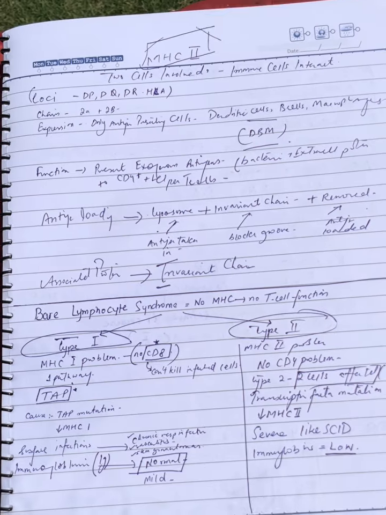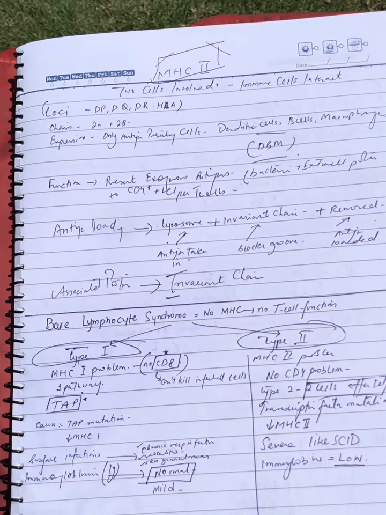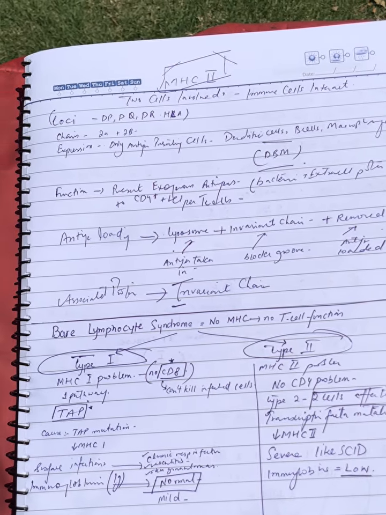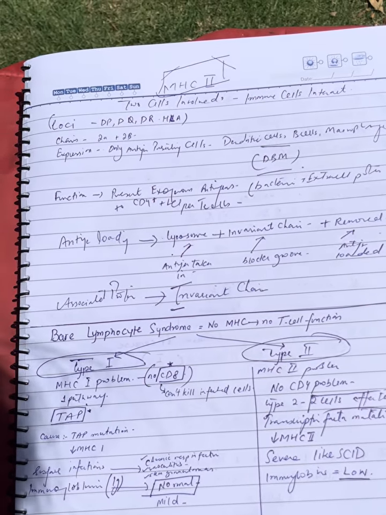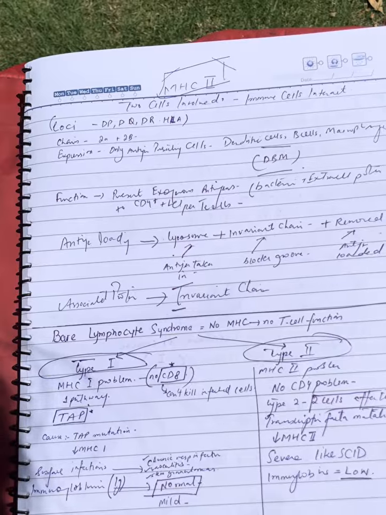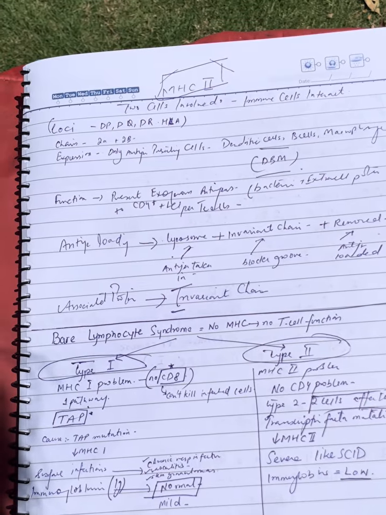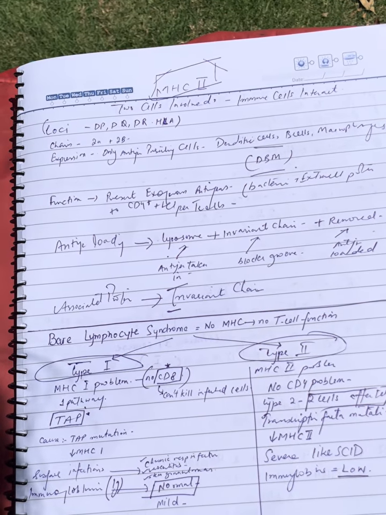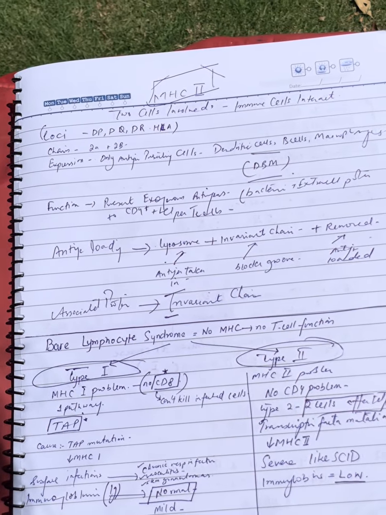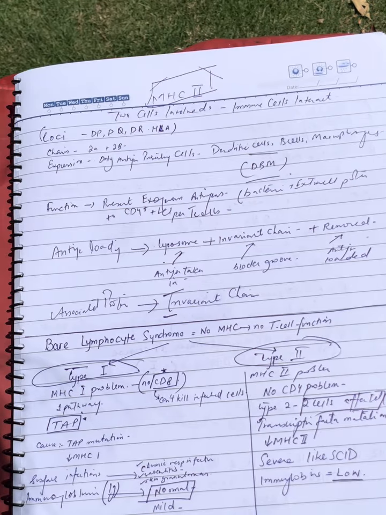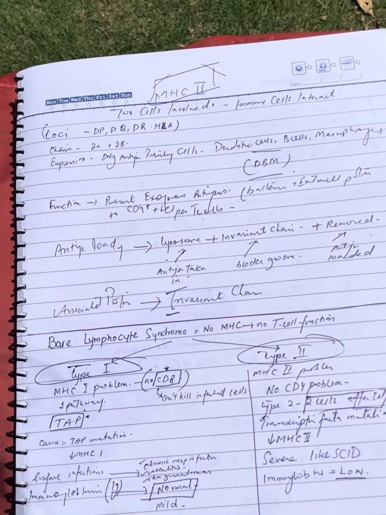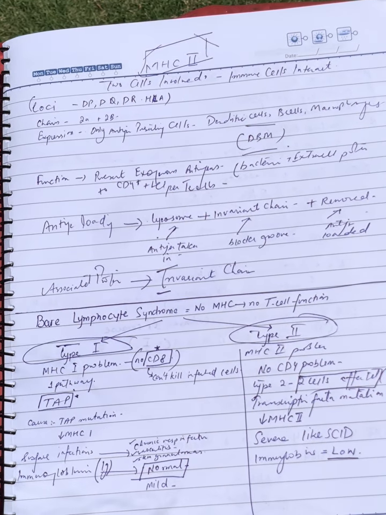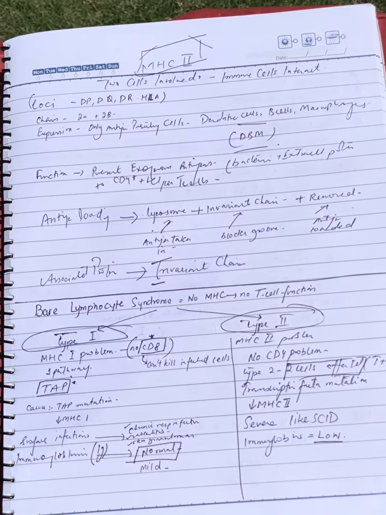Whereas in type 2 bare lymphocyte syndrome, there is a problem with MHC2, so CD4 is not there. T cells and B cells both are affected. It is caused by a transcription factor mutation, with decreased levels of MHC2. It is a very severe form, like severe combined immunodeficiency syndrome. The level of immunoglobulin is also low in type 2 bare lymphocyte syndrome.